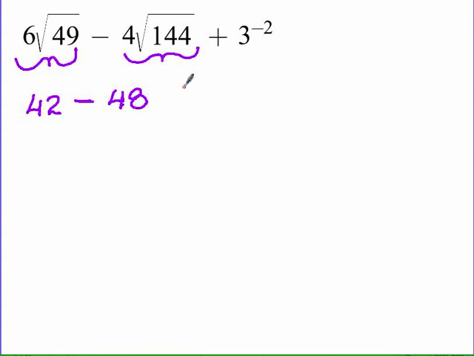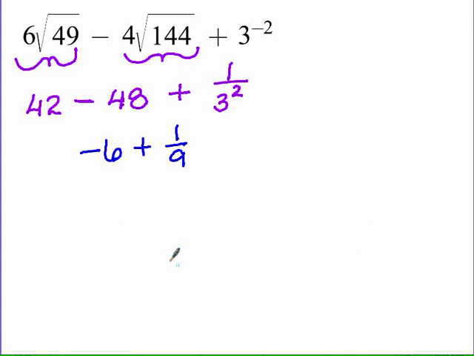Okay, plus that 3 to the negative 2 power is really like 1 over 3 squared. Remember, that's what a negative exponent does. The negative exponent moves it, either above or below. So 42 minus 48 is negative 6 plus 1/9.